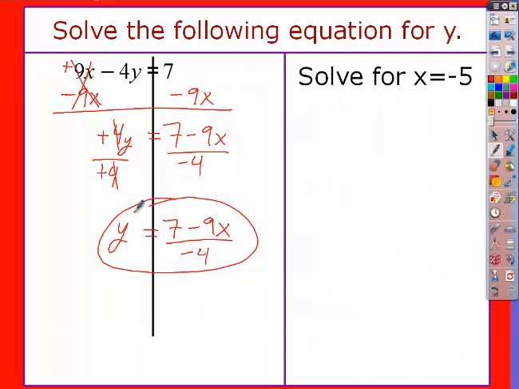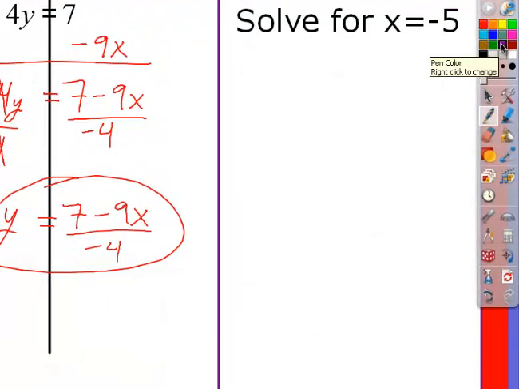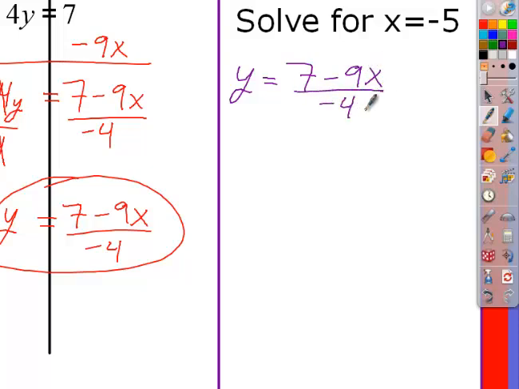So there you go. And this is just like what we did on the other screen. Okay? We have our equation now where it's y equals something involving x. And this says solve for y when x equals negative 5. So we're going to take our equation and you just put in the value that they give you.